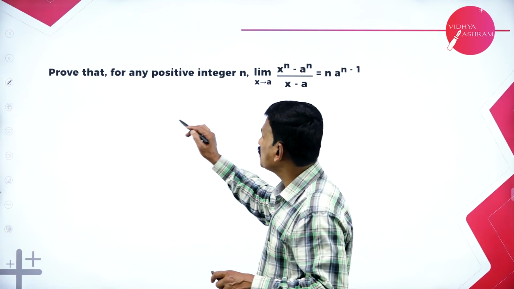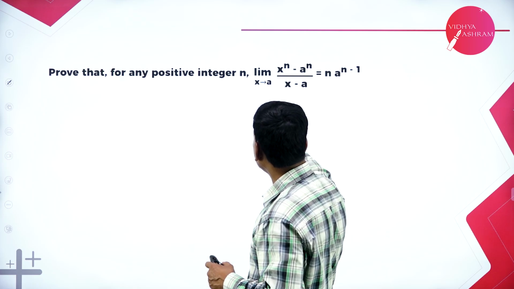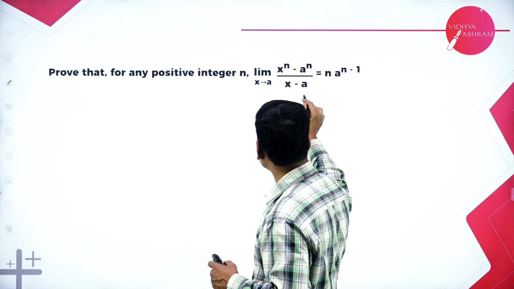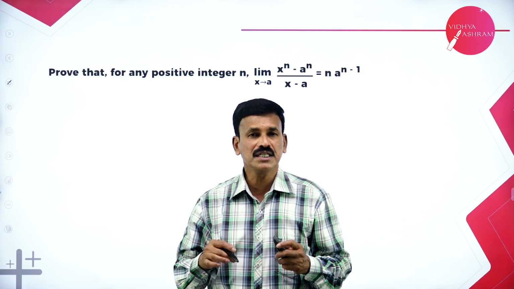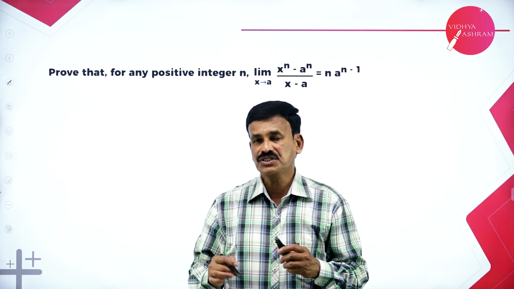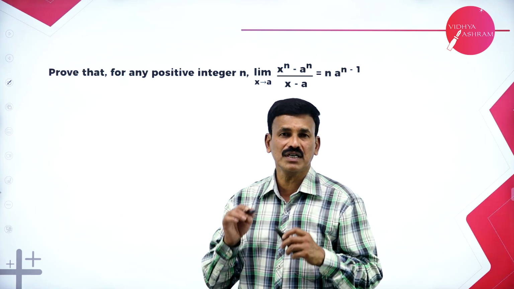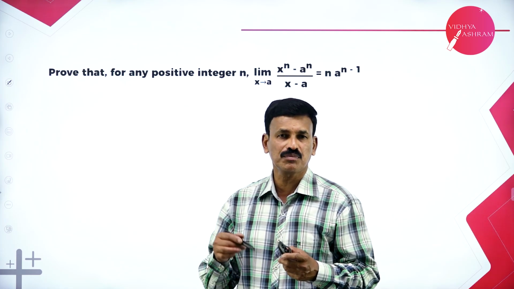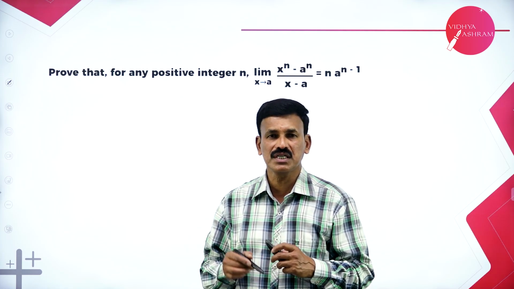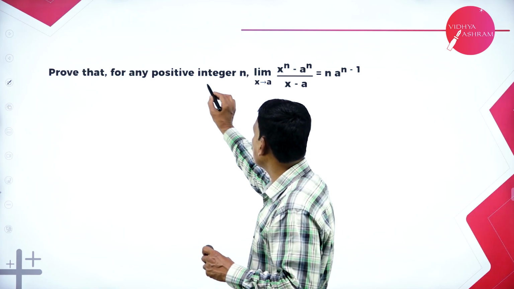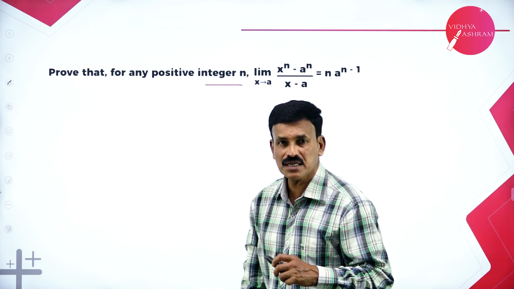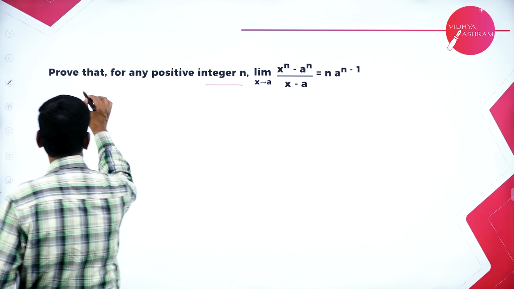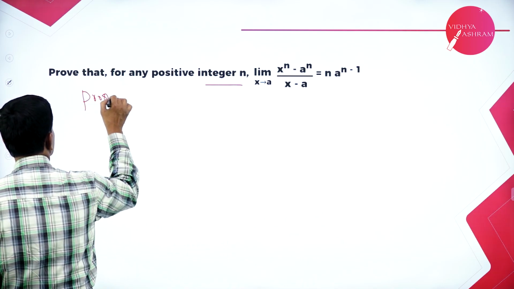First theorem. Prove that for any positive integer n, limit x tends to a of x raised to n minus a raised to n by x minus a is equal to na to the power of n minus 1. Actually here three cases arise: when n is a positive integer, when n is a negative integer, and when n is a positive or negative fraction. So therefore n is a rational number. Here we are going to prove this for n a positive integer. Now let us come to the proof.